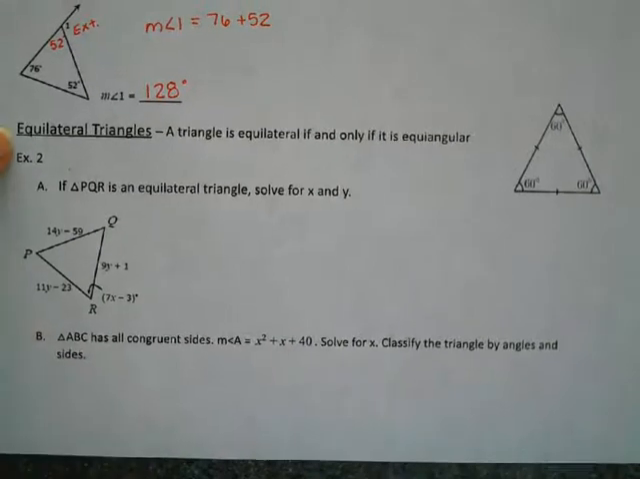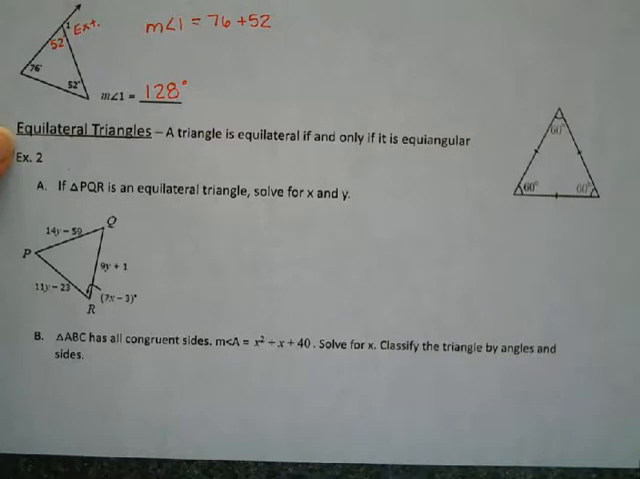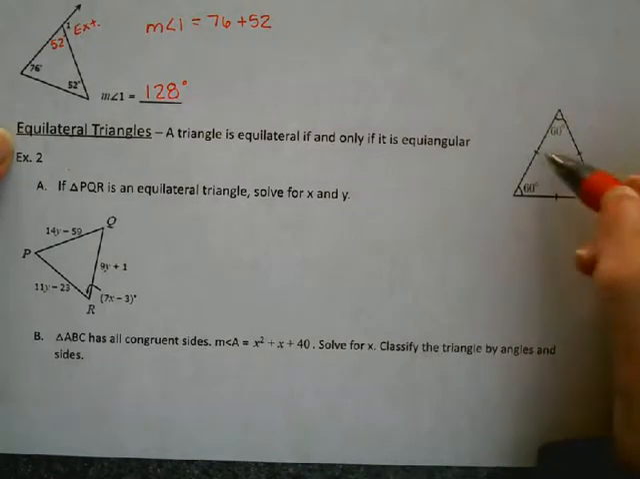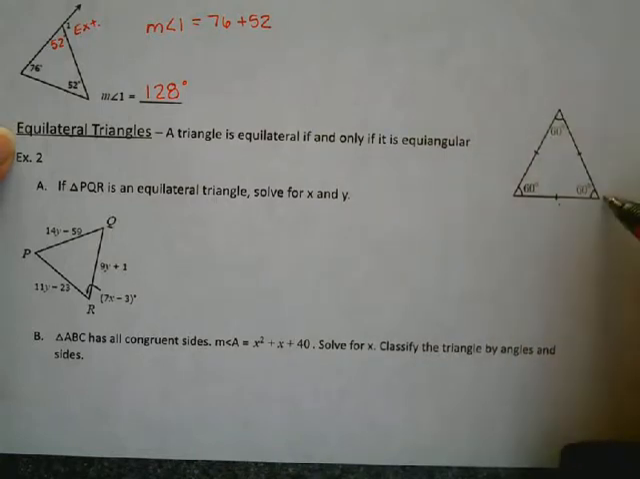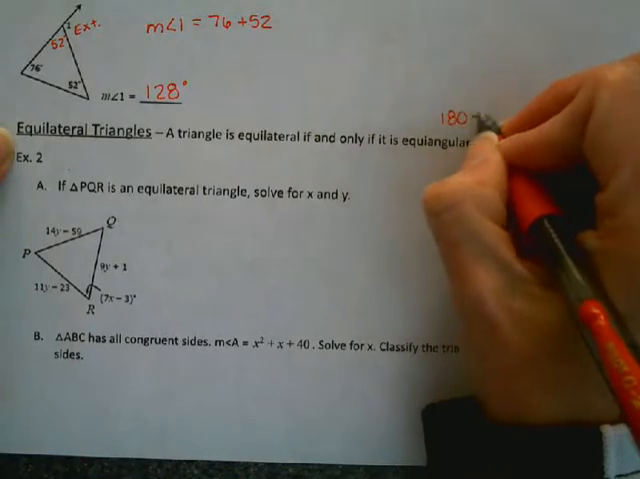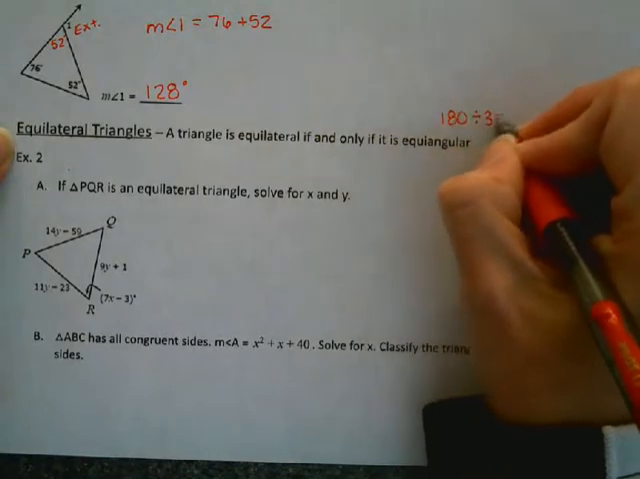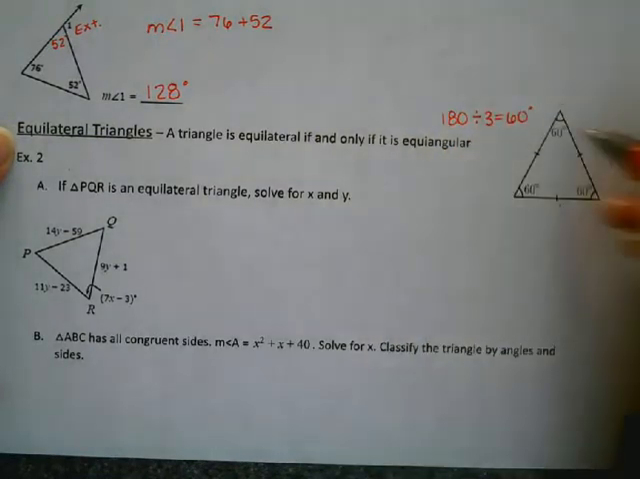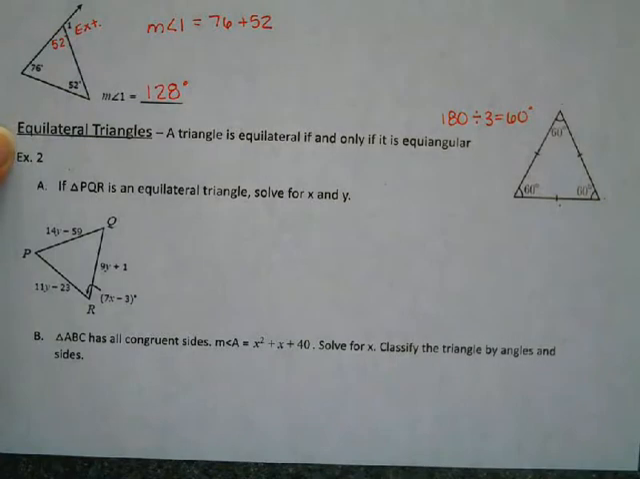Alright, in this picture I have an equilateral triangle. We learned last time equilateral triangles are also equiangular, which means all the sides are congruent, you can see the little marks, and it means all the angles are congruent. If they're equiangular, 180 divided by 3 angles equals 60 degrees. So each of those angles has to be 60 degrees if they're all equal.